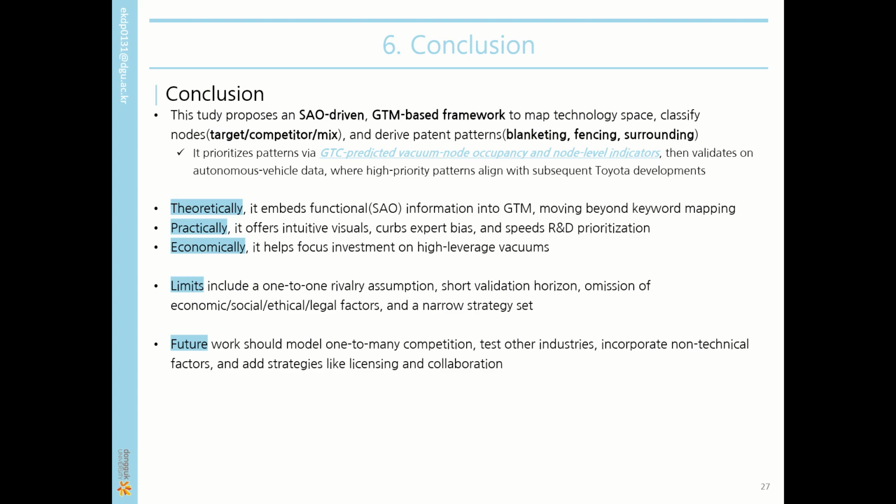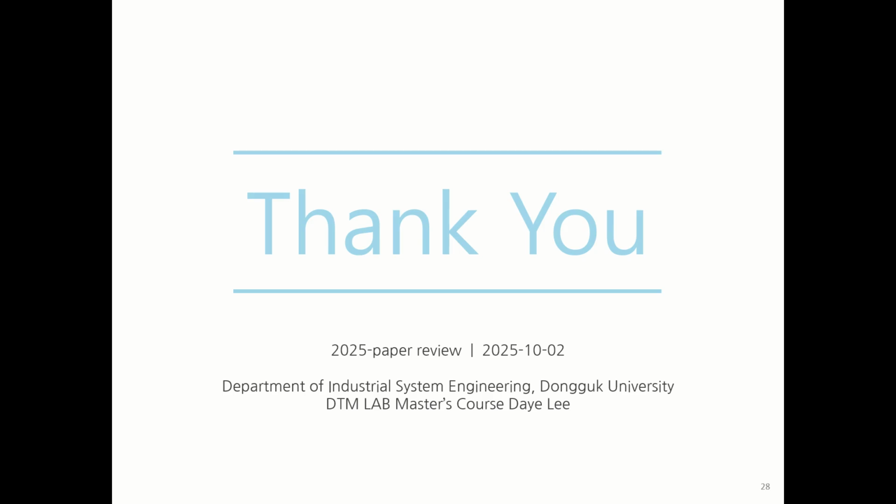Limits include the one-to-one rivalry framing, a short validation horizon, the absence of economic, social, ethical, and legal factors, and a narrow strategy set. Future work should model one-to-many competition, test additional industries, incorporate non-technical factors, and extend strategies to include licensing and collaboration. This is the end of the presentation.